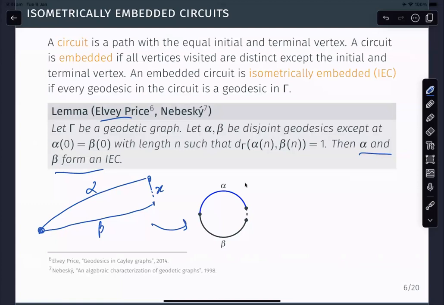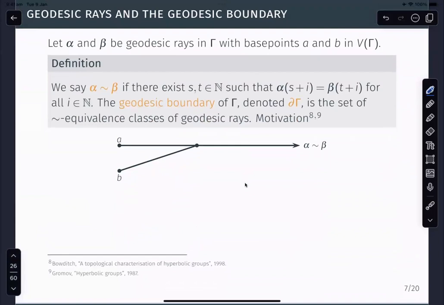Okay, so the thing that we do is, we don't know anything about our Cayley graph. We just know that it's geodetic, but we want to prove that it's hyperbolic. So we say, wouldn't it be nice if it was hyperbolic? Well, if it were, then we could talk about the Gromov boundary. But we can't, because we don't know that it's hyperbolic. So we try and define an analog of the Gromov boundary for any graph.